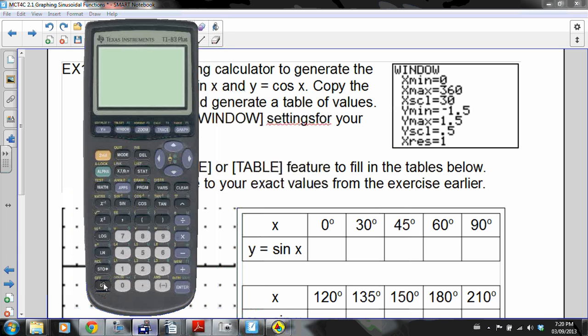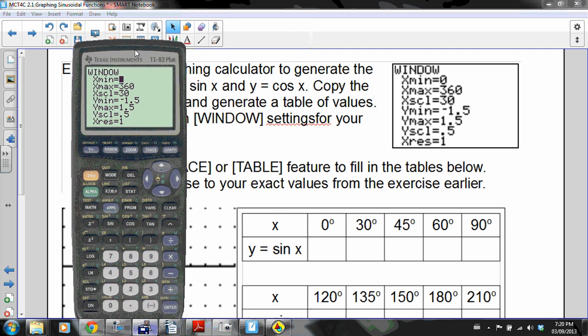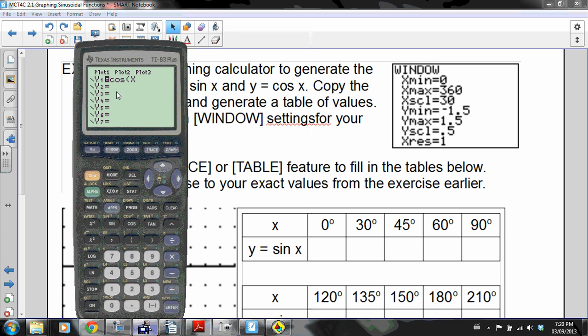Whatever you see on your screen, you can just press window, and notice I've already entered mine, so it matches, and so you'll get this sort of grid. And then you press y equals, and this one's got cos in here. I'm going to put sine in first because that's the first graph. Sine x. And if I press graph, then it's going to get the familiar shape.